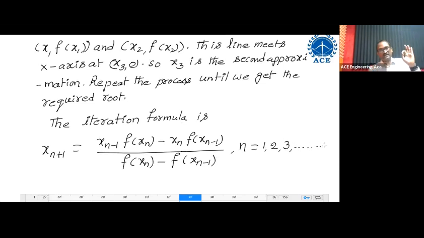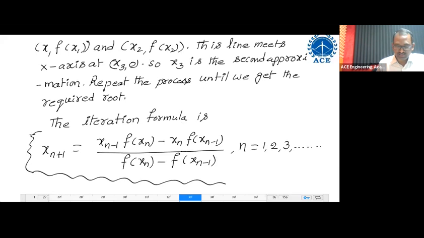Remember, x0 and x1 are the initial approximations. x2 will be the first approximation. To get x2, take n is equal to 1. To get x3, take n is equal to 2, and so on. The derivation of the formula is similar to the regular falsi method, and there is no need to remember this formula. The technique of remembering it, I will let you know. So simply forget that formula.